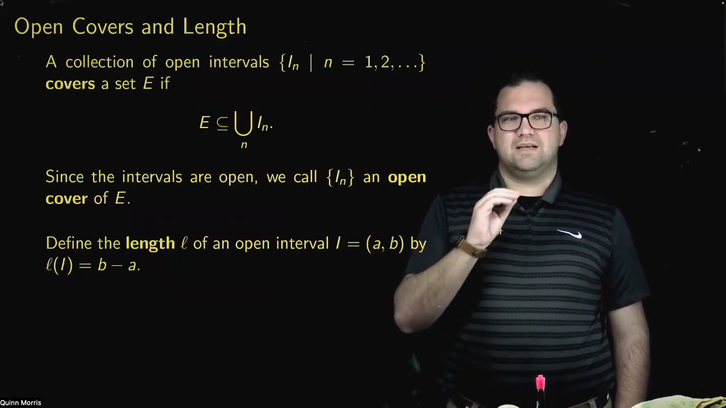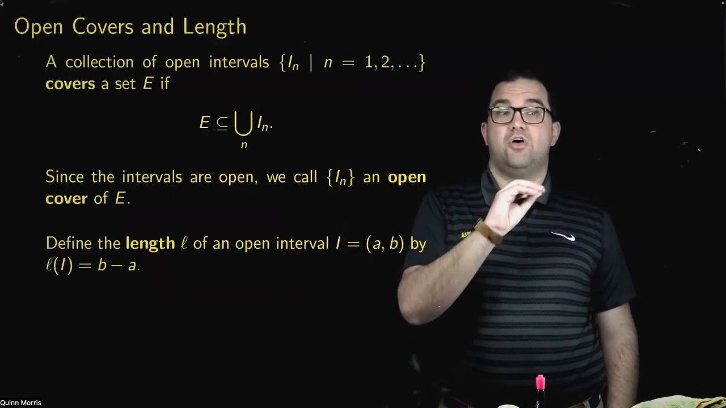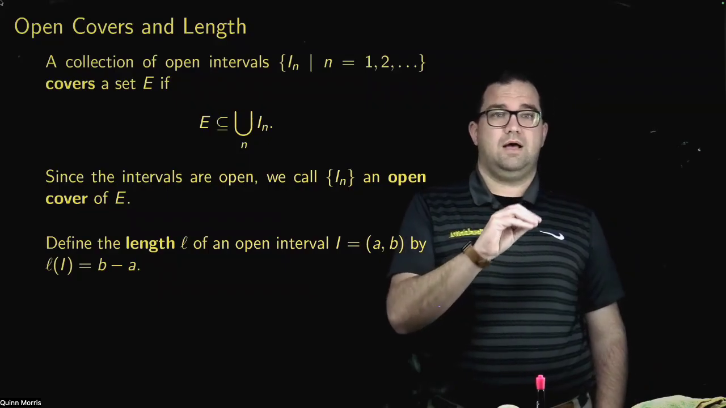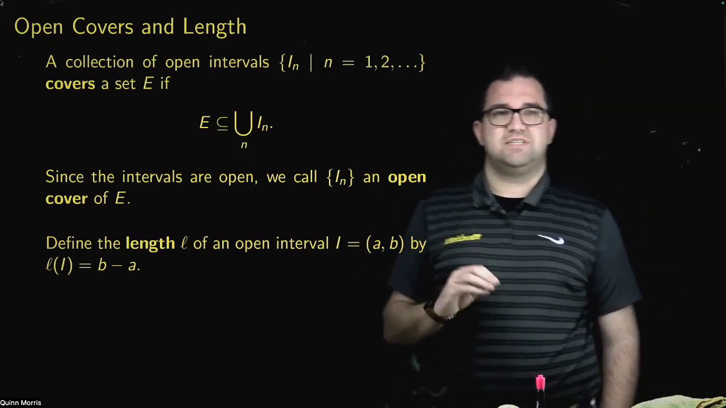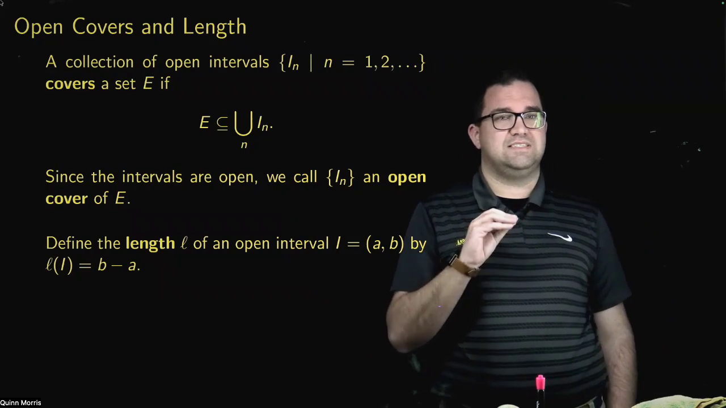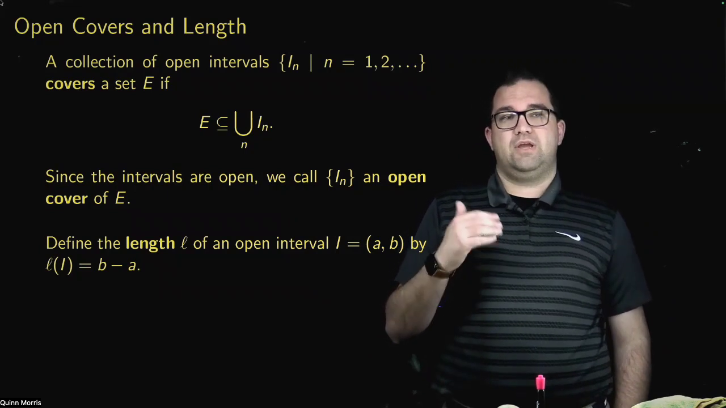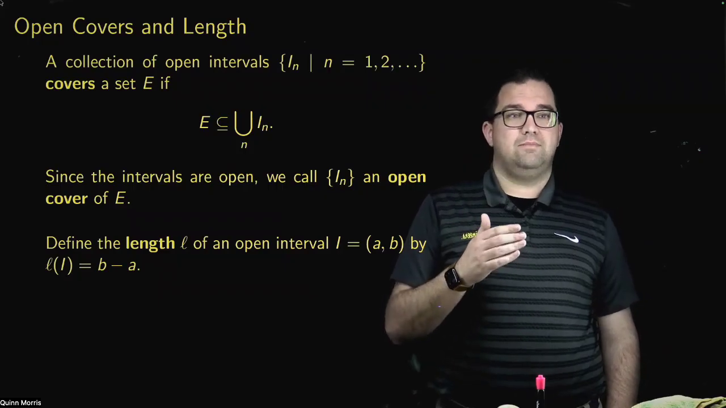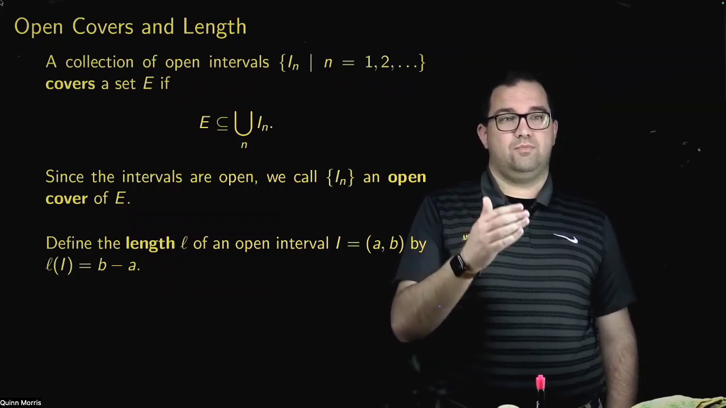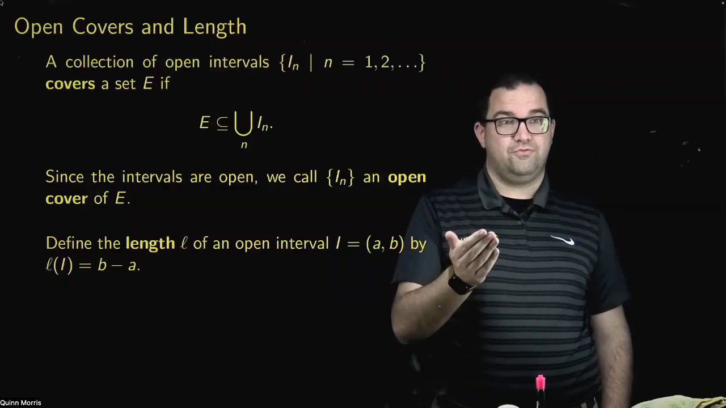Now, we're going to take a slightly different definition, though totally equivalent, of an open cover here, which is instead of saying that it's a collection of open sets, we're actually going to require those sets to be intervals. Now, every open set can be written as a countable union of open intervals.